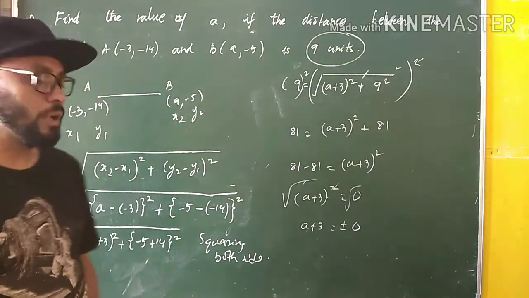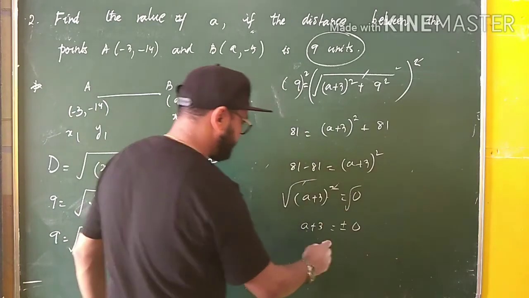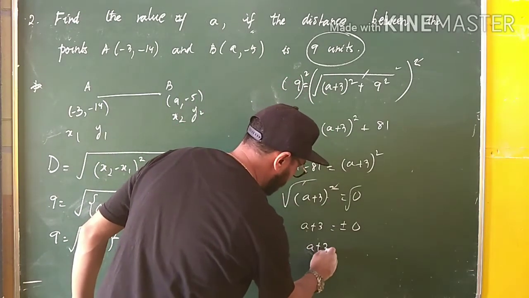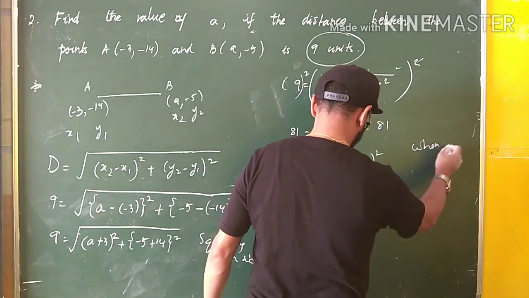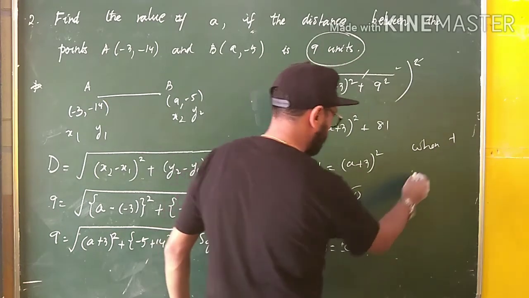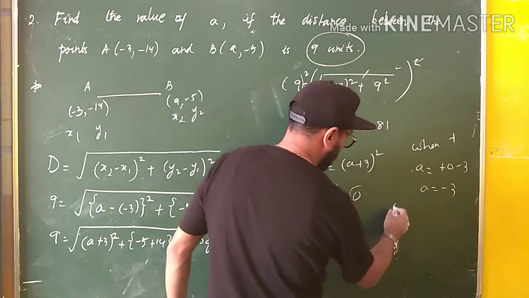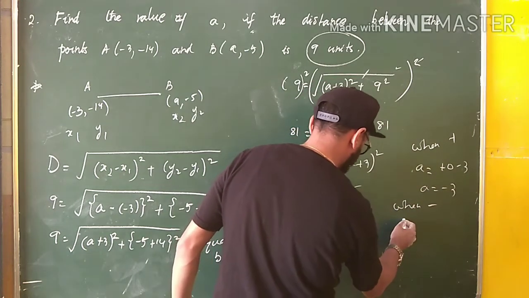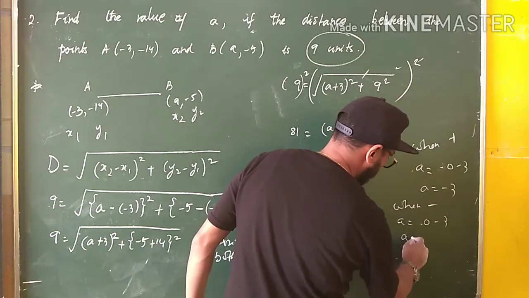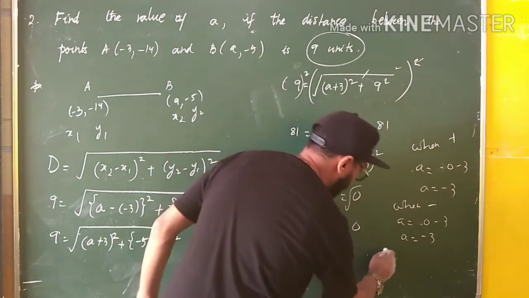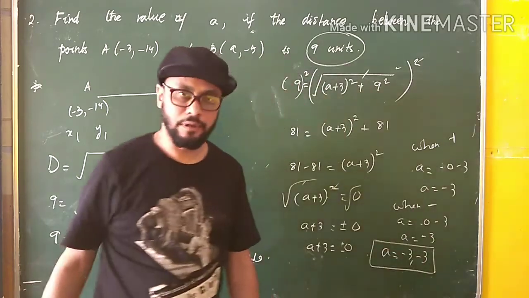Whenever you take the square root, you will get two values. So a plus 3 equals 0, plus or minus. When you take the positive value, a will be 0 minus 3, which gives minus 3. And when you take the negative value, a is equal to minus 0 minus 3. 0 doesn't have any sign actually. So a is equal to minus 3. So we get two values of a, which are minus 3 and minus 3. So this is the answer. Alright, so this is how we solve.